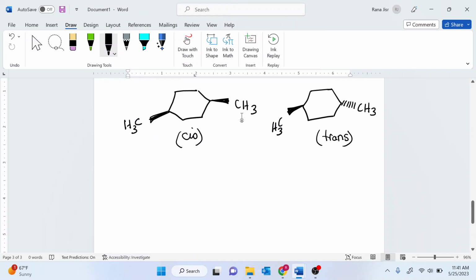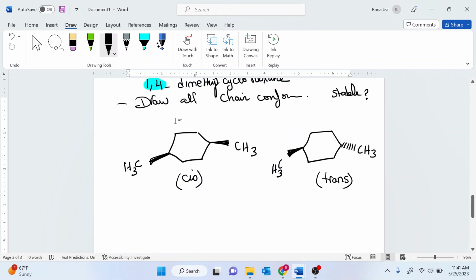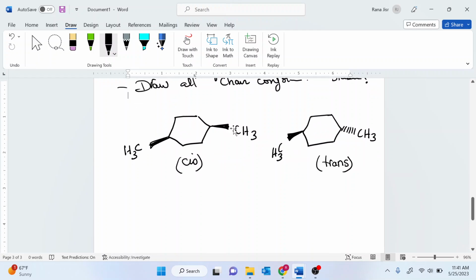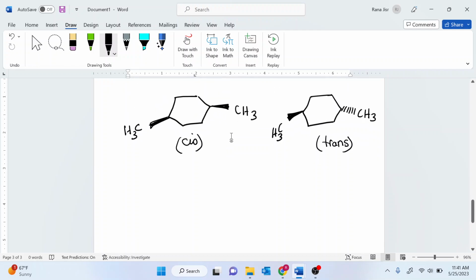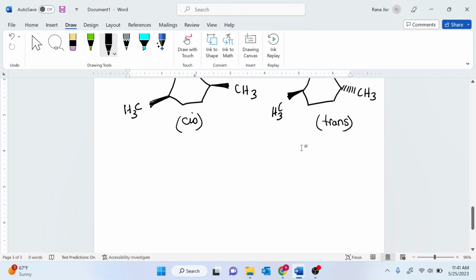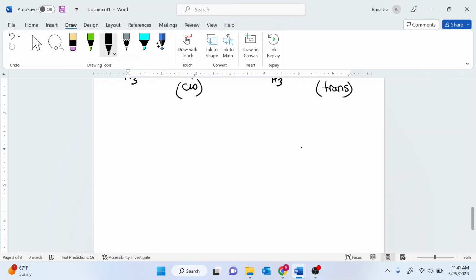Here I could have written the CH3s being down instead of up. I could have shown the CH3s down instead of up, and it's still going to be cis, both of them, but it's going to be the same. So just pick one. Let's go ahead and start with the cis, and then we're going to go to the trans. So let's start with the cis isomer.